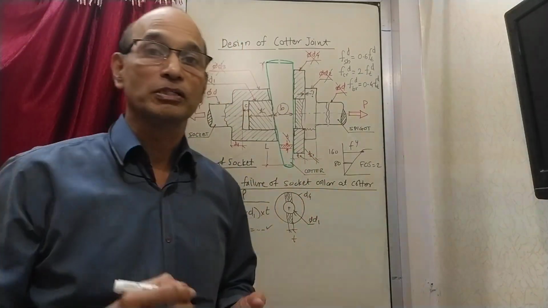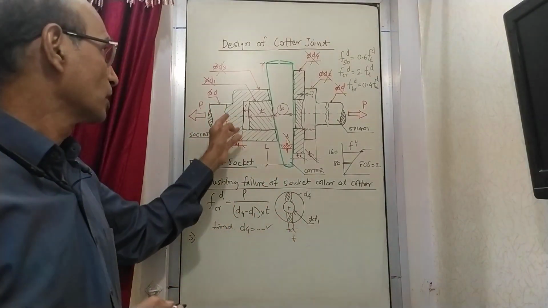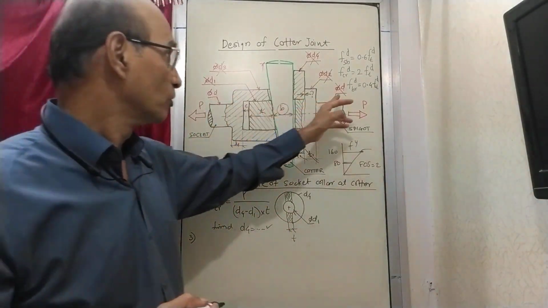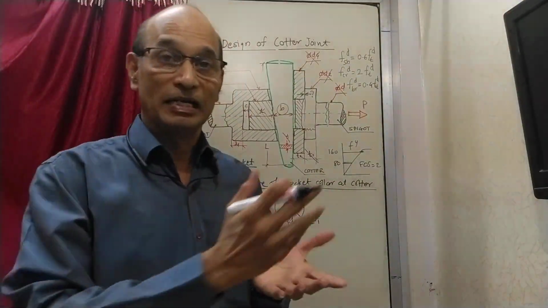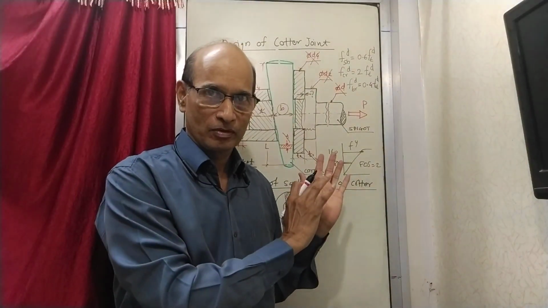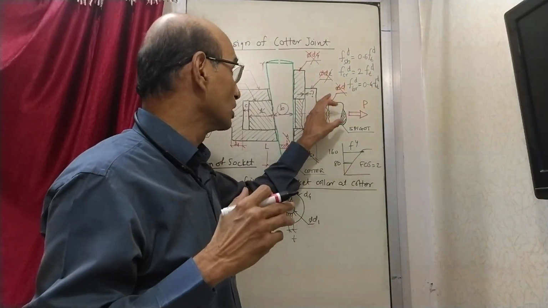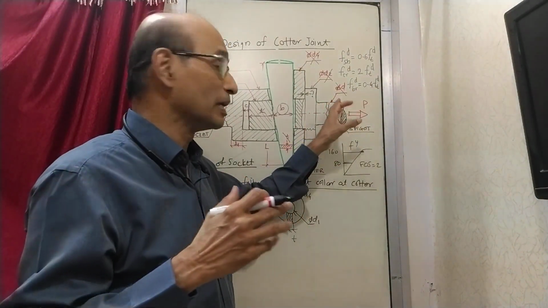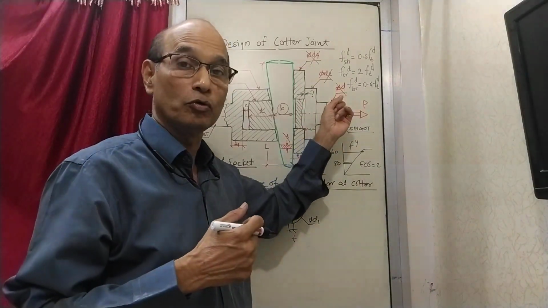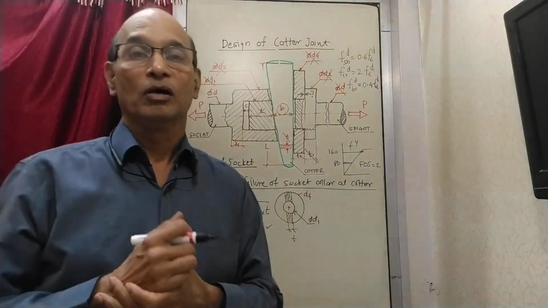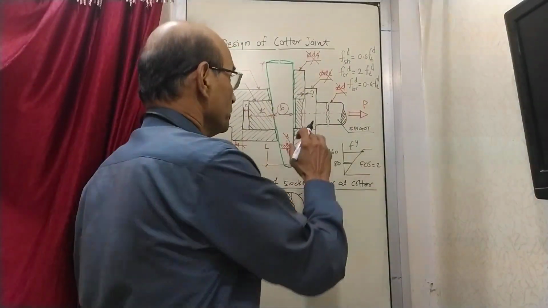Now how will you find out which dimension is resisting what type of failure? Like here, which dimension? D. Suppose you want to design D. We have done it at the start. Suppose you don't know that it is failing in tensile stress, and you have to find out in what way this dimension will help in preventing the failure. What kind of failure is this dimension going to prevent? One simple way is that you have to exaggerate.